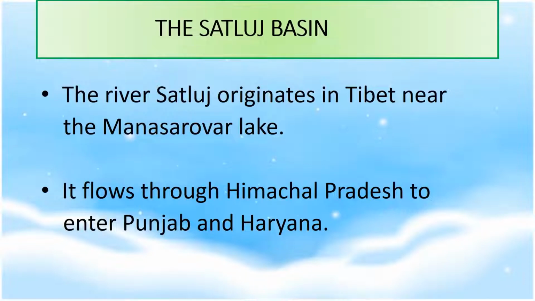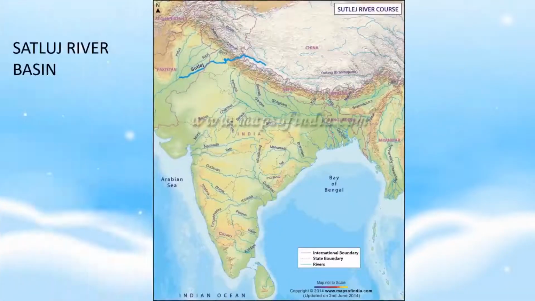Now we are going to learn about the third basin, that is Satluj basin. The river Satluj originates in Tibet near the Mansarovar lake. Mansarovar is a very holy place for the Hindus. Then the river flows through Himachal Pradesh and enters Haryana and Punjab. Children, in this map you can see the course of river Sutlej. The area where river Sutlej flows is known as the Sutlej basin.